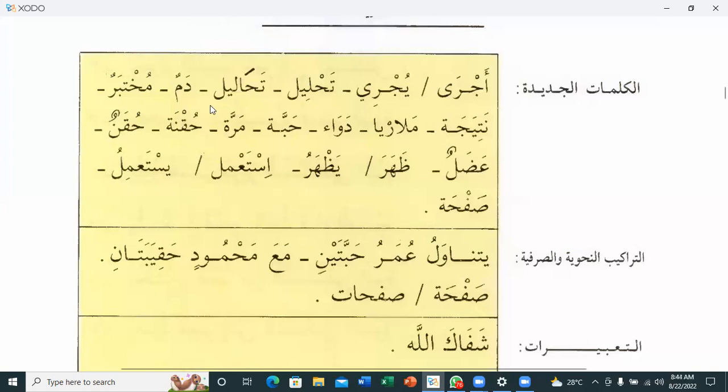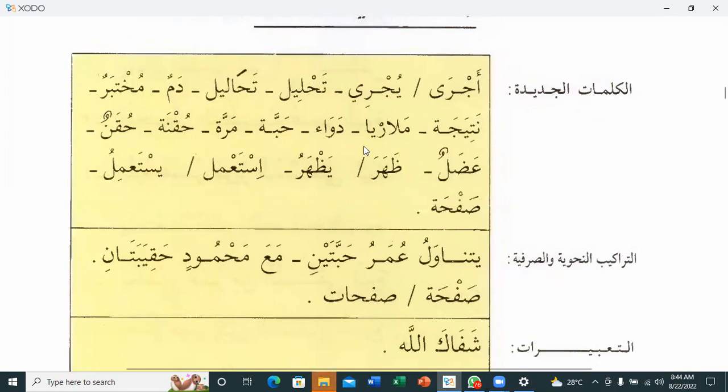Mukhtabarun, laboratory. Natijatun, result. Malaria. Dawaun, medicine. Habbatun, pill. Marratun, this is used for basically a time. Like if we say salasa marrat, that means it's three times. And if we say arba marrat, that means it's four times. So marratun is time.